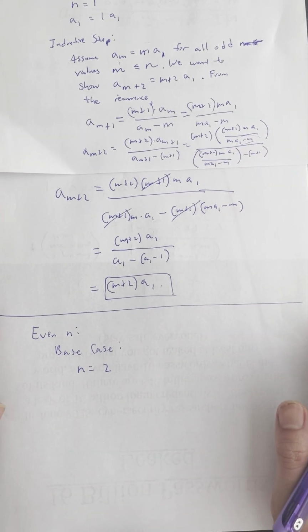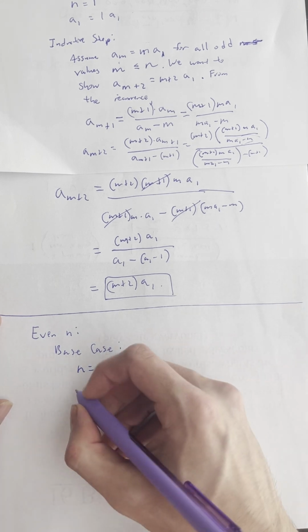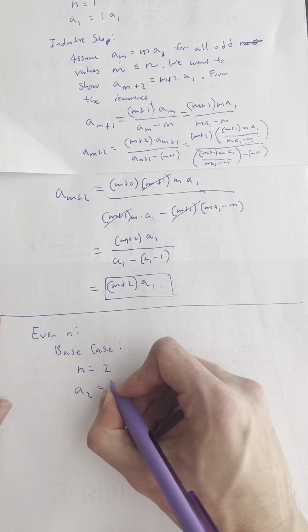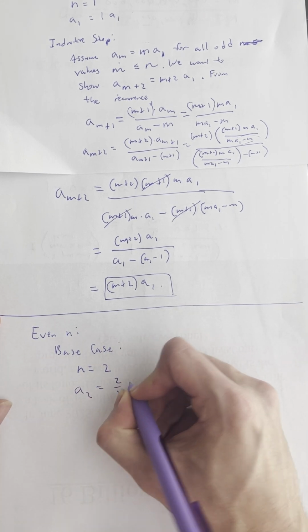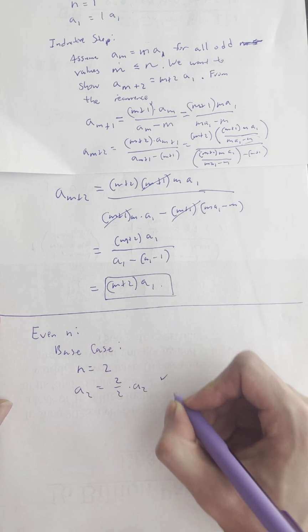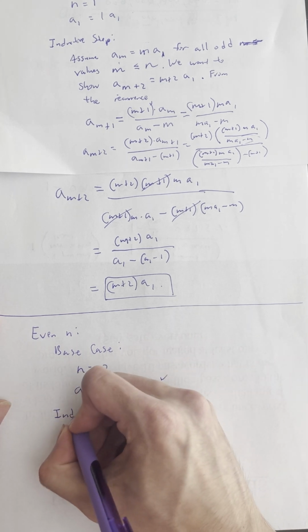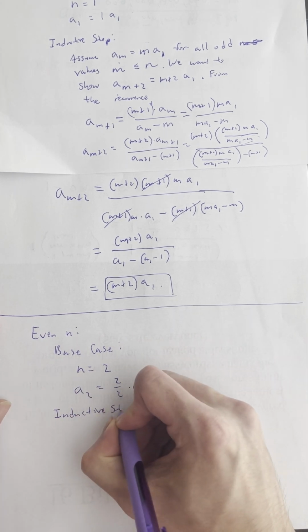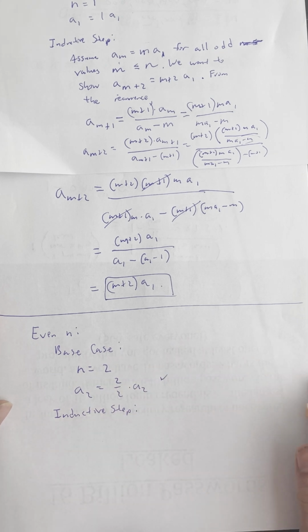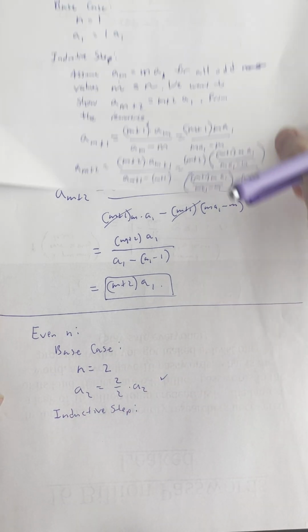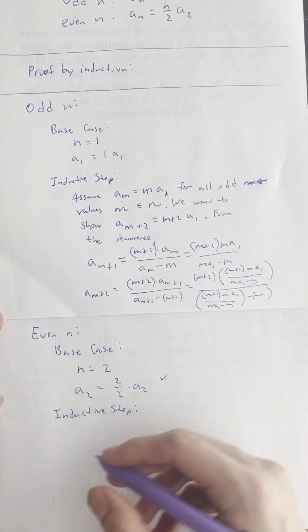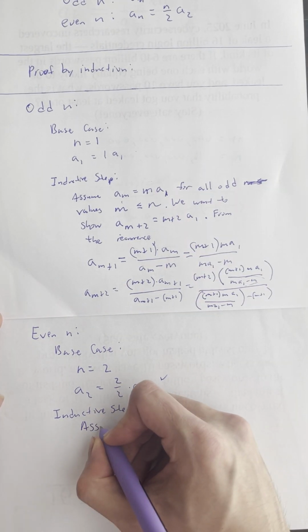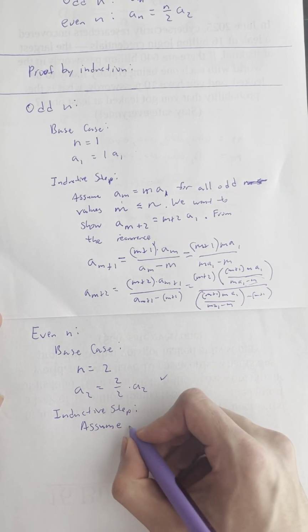Okay, let's see. So when n is equal to 2, a2 is equal to 2 over 2 times a2. Okay, that's good. Now the inductive step. Let's see, what did I say earlier? Yeah, I'll just copy and modify it for the evens.